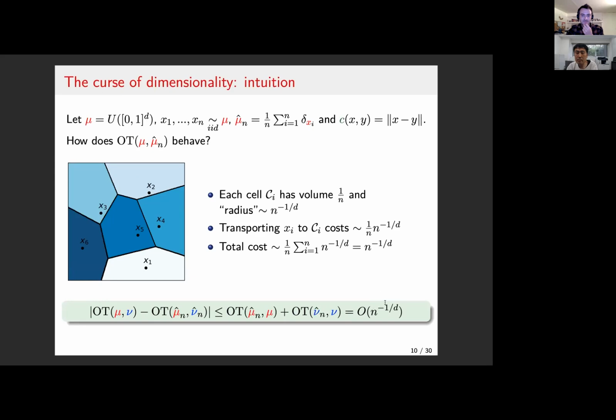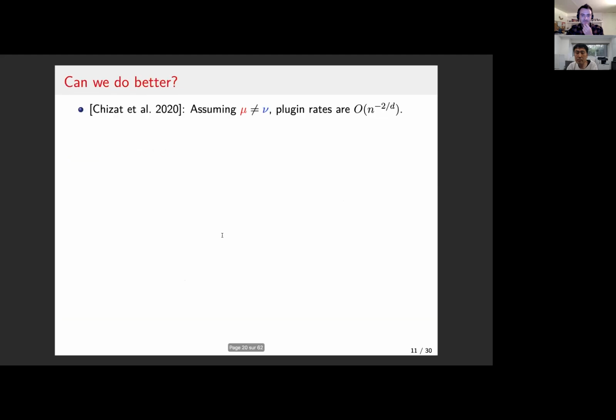And the way I've presented it here, it's an upper bound, but it's actually also a lower bound. You can show that there's nothing you can do even if you try to pick the samples not at random. If you have a discrete distribution, then you can change the constants, but the rates are still going to be n to the minus 1 over d, unless you make more assumptions. So can we do better? Lénaïc has shown that if you assume that mu is different than nu, then under mild assumptions, you get rates that are n to the minus 2 over d. So it's better, but still plagued by the curse of dimensionality.